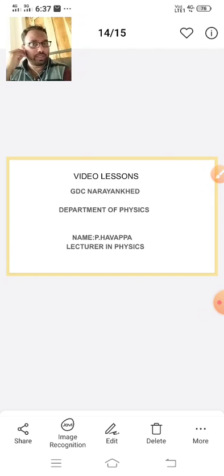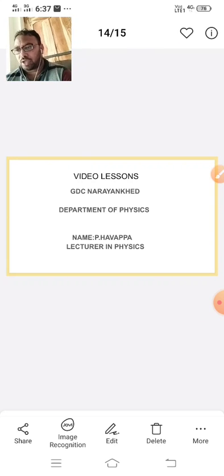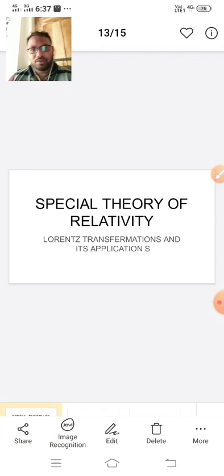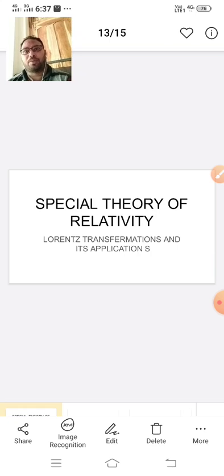So today our topic is the special theory of relativity. In this, Lorentz transformations and its applications, first we should learn what the special theory of relativity is.